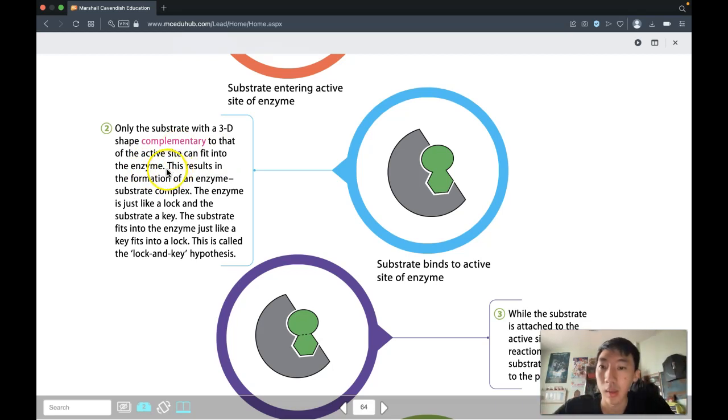Then this results in the formation of an enzyme substrate complex. I will start to say ESC when I teach you in the lesson, but for exams you cannot write ESC. You have to write the whole thing, enzyme substrate complex, but saying it out is a bit of a mouthful, so I may start to say ESC once in a while. Just be aware of that. So the enzyme is just like a lock and the substrate is the key. The substrate fits into the enzyme just like a key fits into a lock. This is called the lock and key hypothesis.